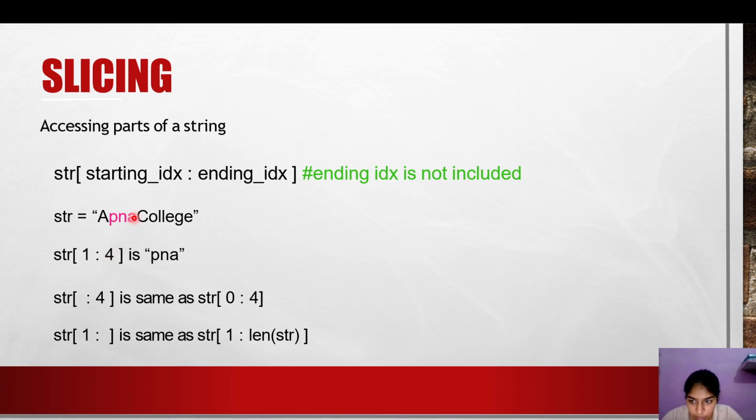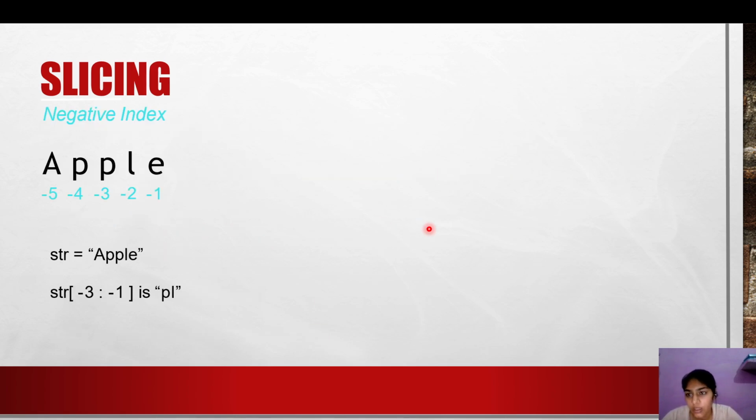Like we wanted an a, and here the index of the a is 3. So what we're going to write here is 3 plus 1, that is 4. And it will give you this, and it's same like this, 0 to 4, and here it is same like this, that 1 is same as 1 to length of the string. This is how slicing works.